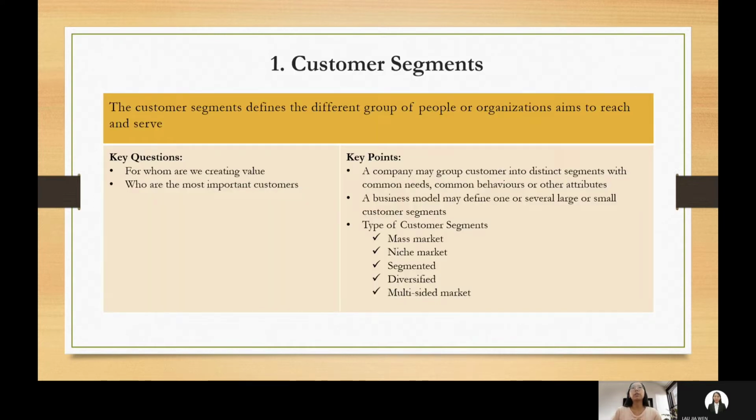Firstly, is the customer segment. The customer segment is defined as the different groups of people or organizations that a company aims to reach and serve. A company may group customers into distinct segments with common needs, common behavior, or other attributes. A business model may define one or several large or small customer segments. There are some types of customer segment, such as mass market, niche market, segmented, diversified, and multi-sided market. And the question we must ask is, for whom are we creating value and who are the most important customers that we serve?